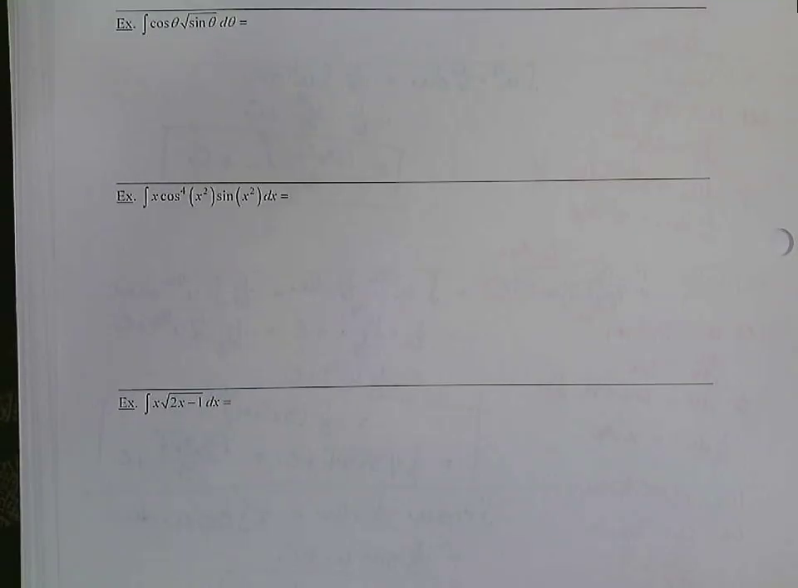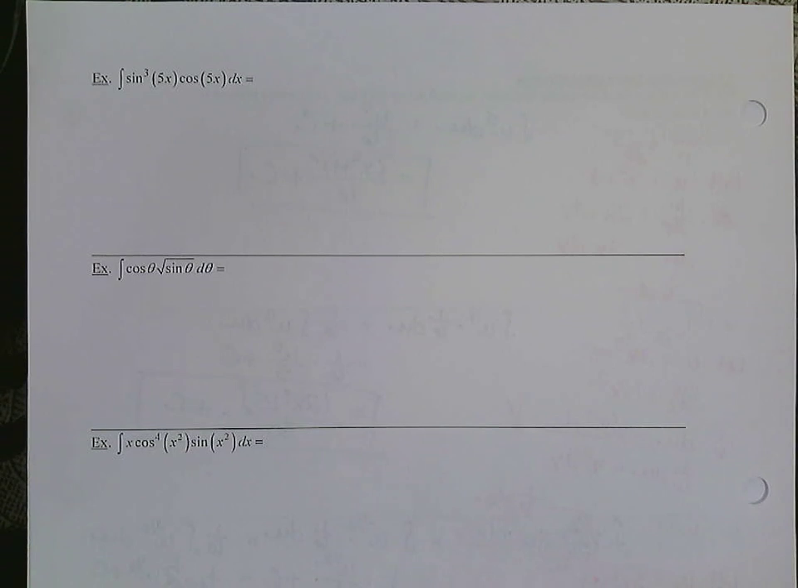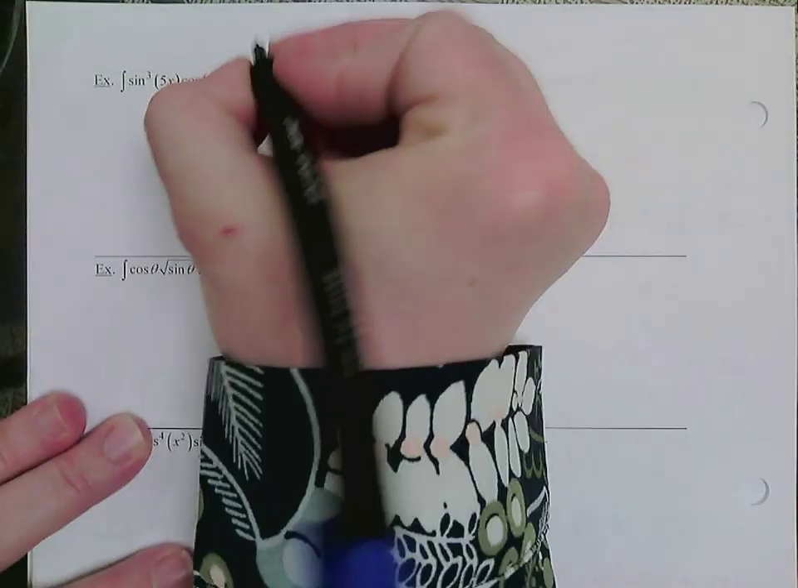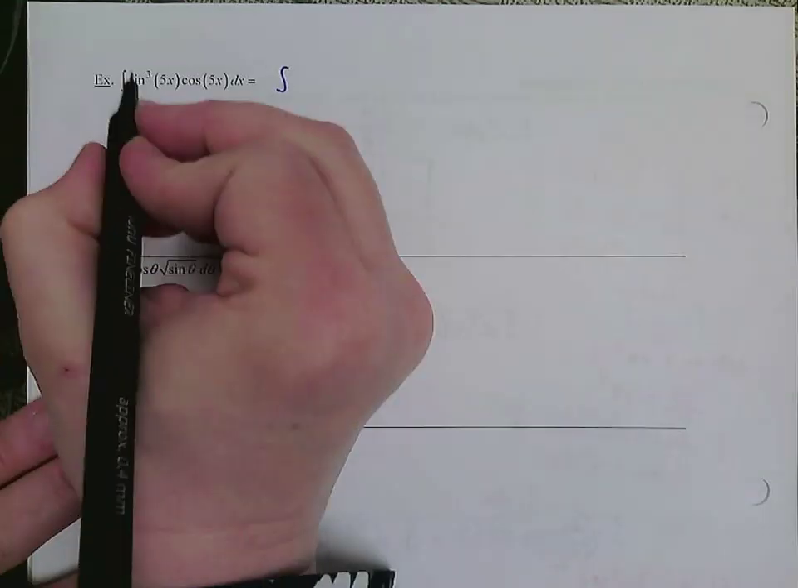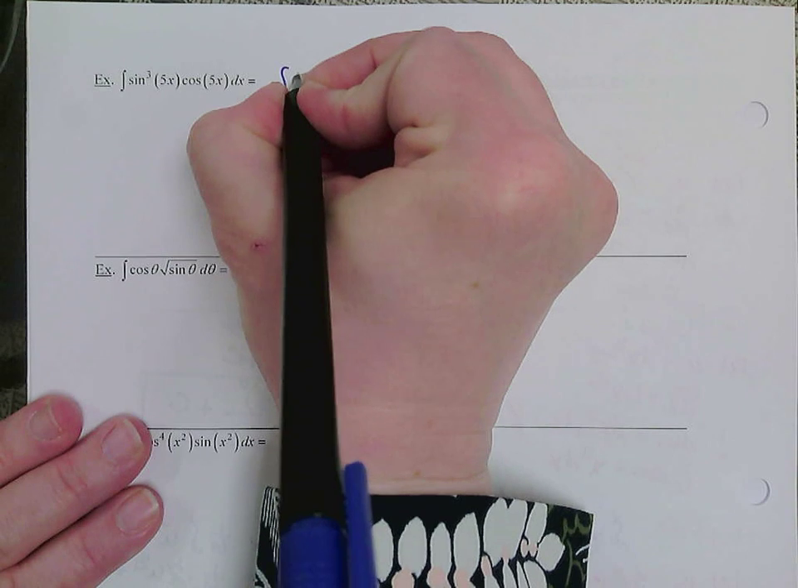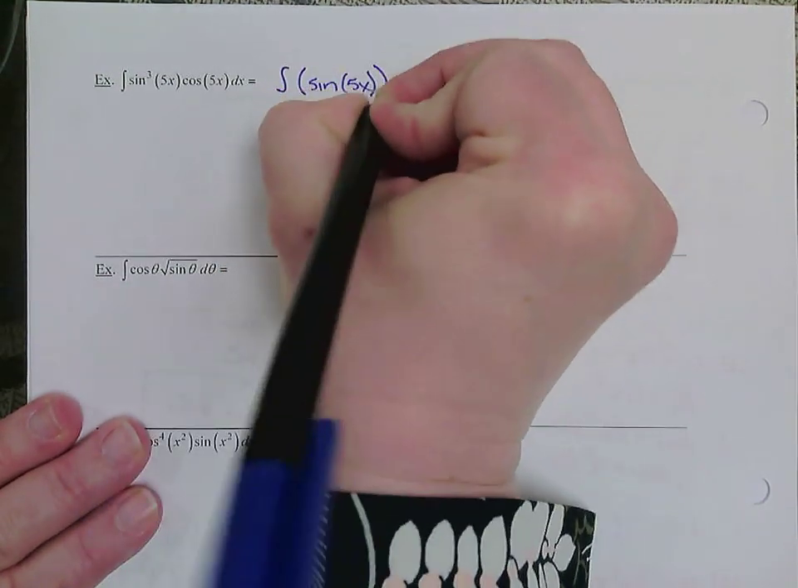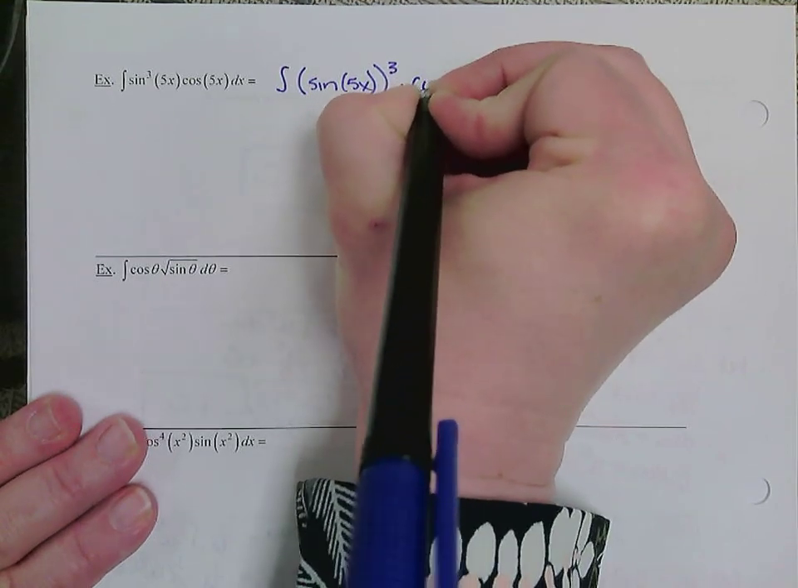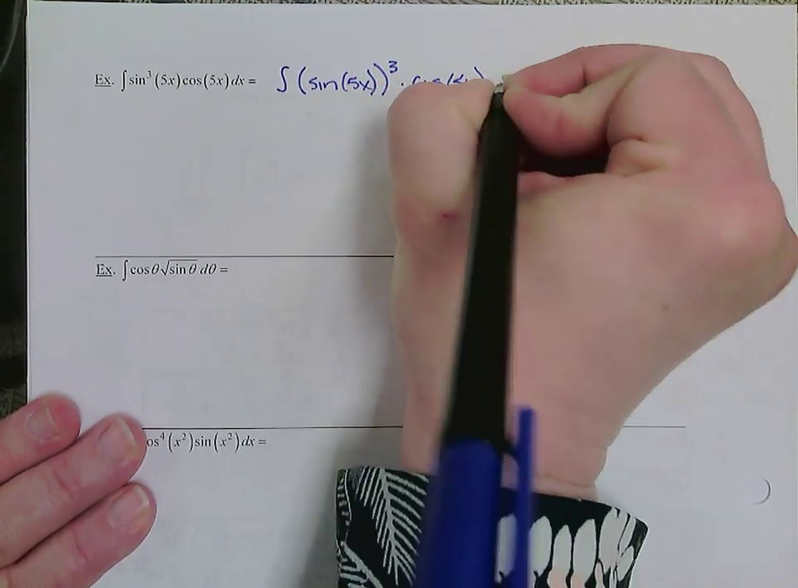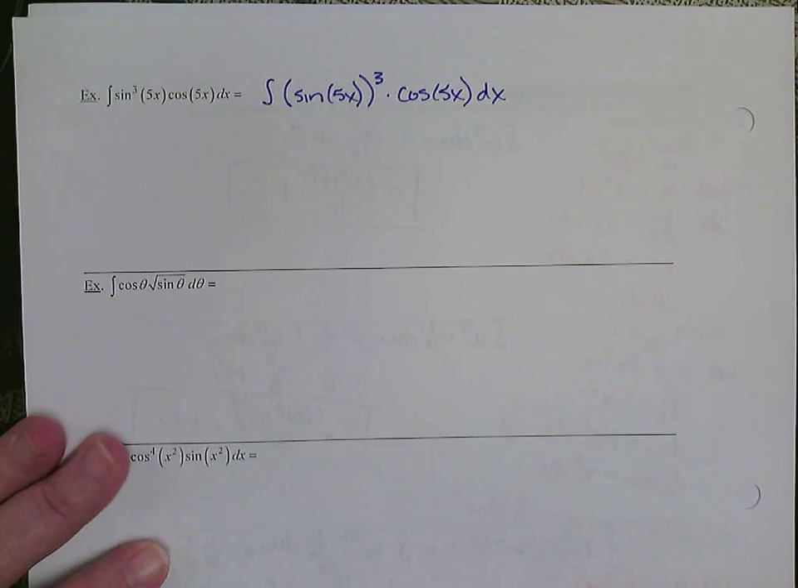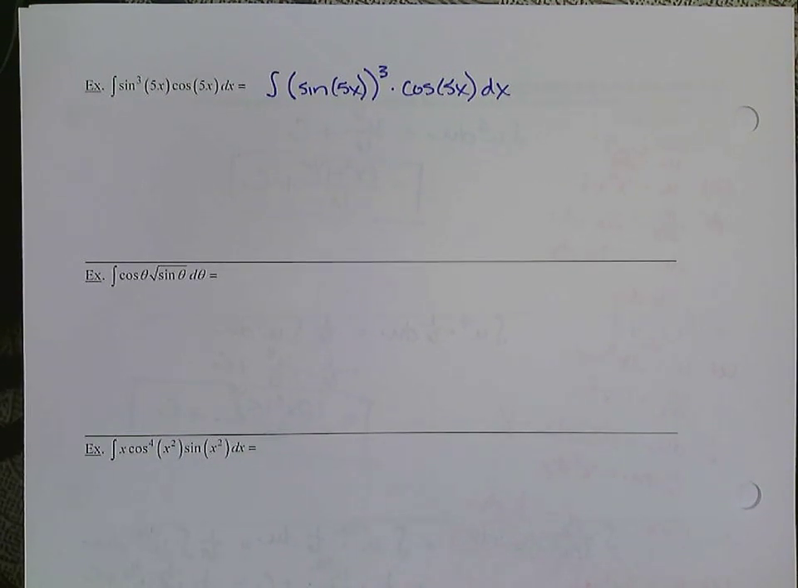In the next one, we are integrating sine cubed of 5x times cosine 5x. Now, I will give you a hint to kind of help you get started. Remember that we can take sine cubed and write it like this. Play with that and see what you can do with it.